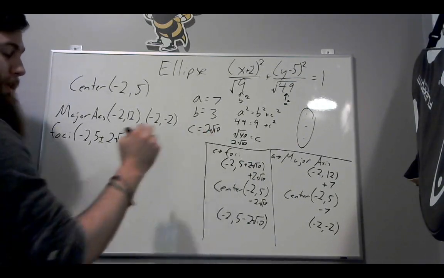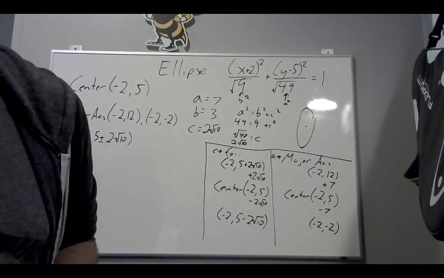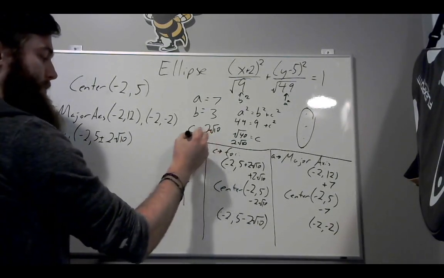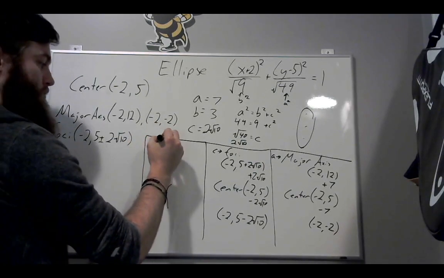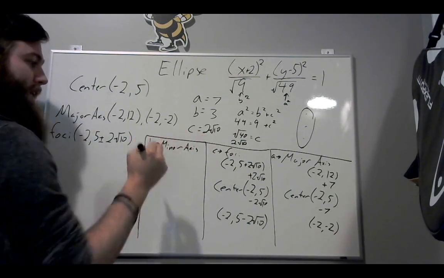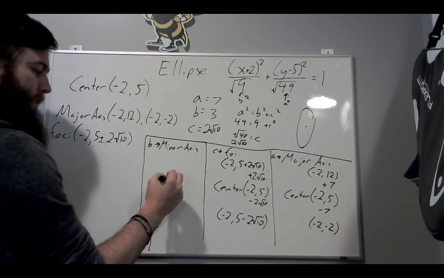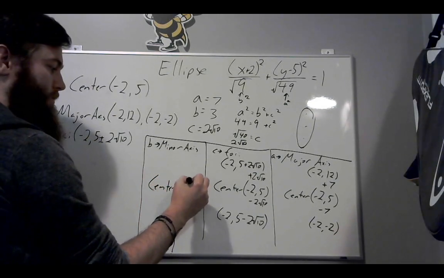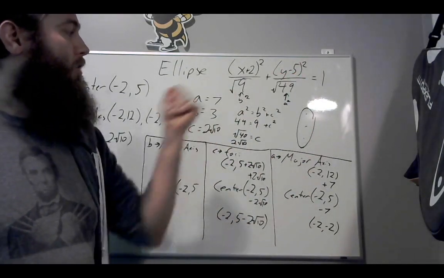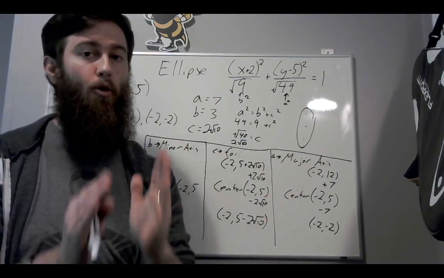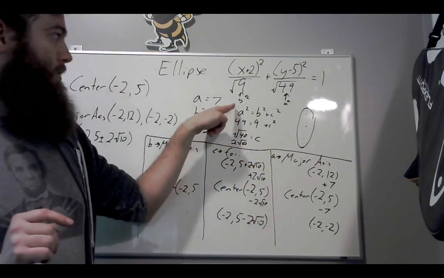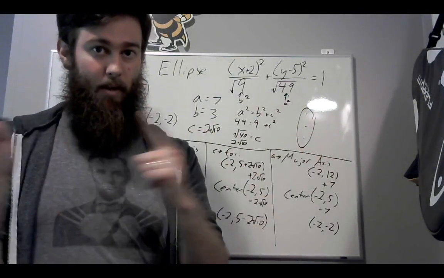So the last piece of information that it was asking for is my other endpoints. So that's going to be the minor axis endpoints. So this is going to be using your b term. Again, everything is coming from the center, so you need to have your center first. As you can see, these two were vertical because our a was under our y squared. So your focus and your major axis both go in the same direction. Your minor axis, on the other hand, does the opposite. Since our minor axis was under x, this is going to be going left and right instead.